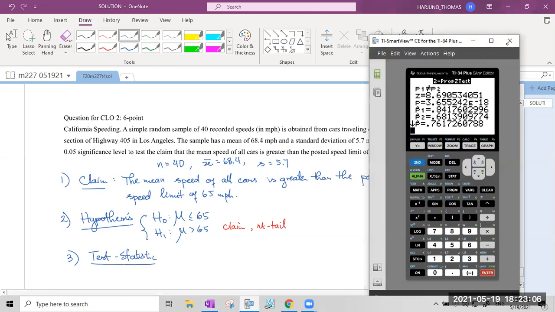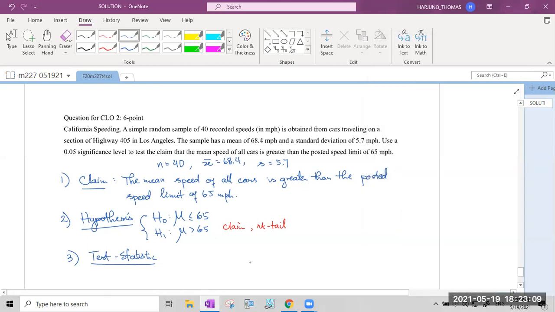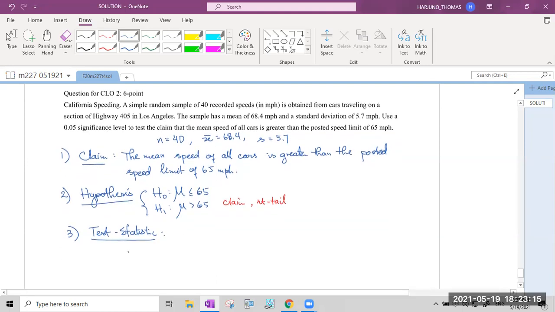Let me turn off my calculator first. Test statistic. So Z, no, it's not Z, it's T. T equals the sample mean 68.4 minus the mu 65 over the sample standard deviation 5.7 over the square root of 40. So 68.4 minus 65 divided by, in parentheses, 5.7 divided by the square root of 40. I get 3.77254.